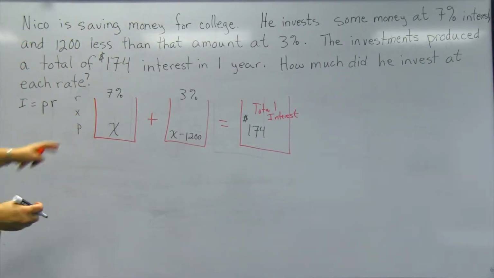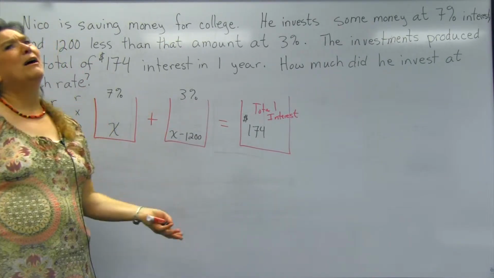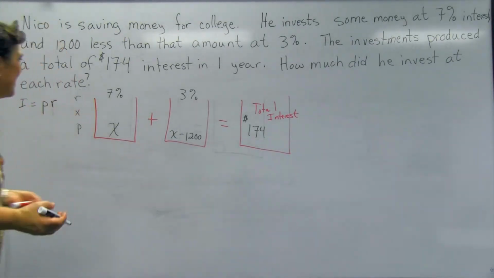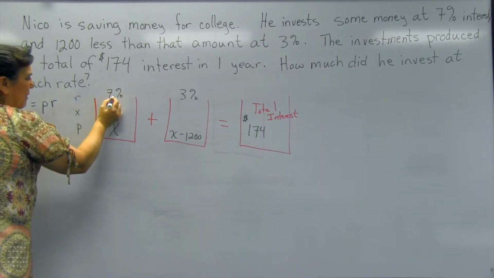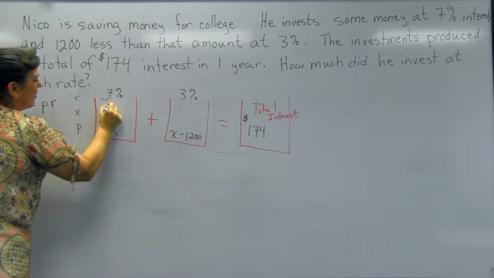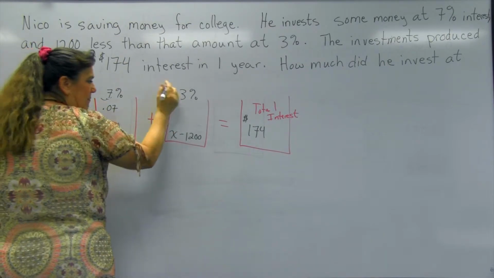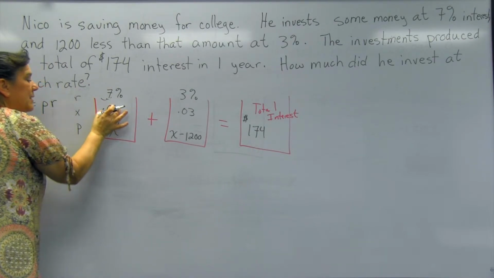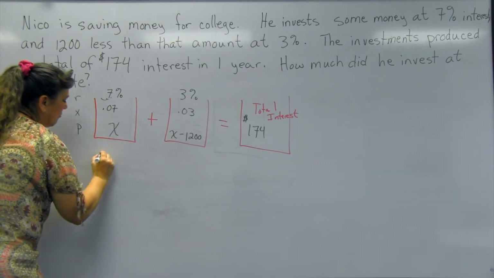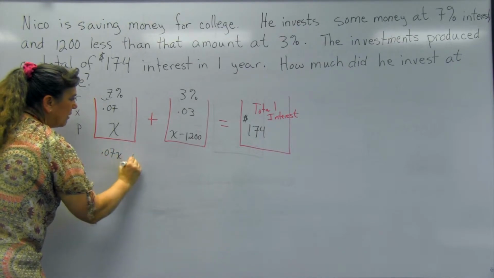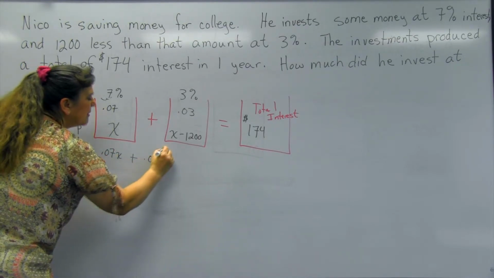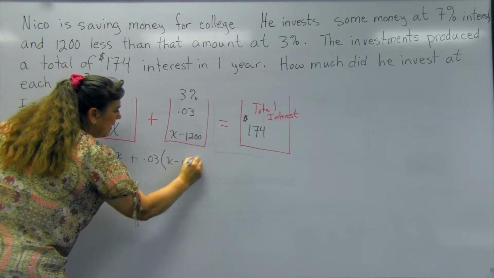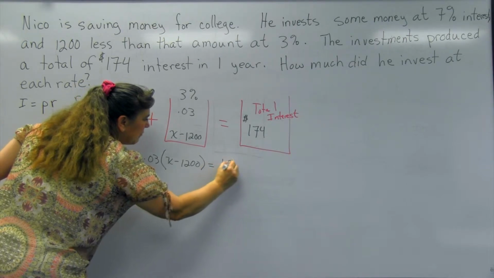So now, do we have percents on every bucket? No, we can't use whole numbers, guys. We're going to have to go to those decimals. So again, remember, you drop the percent sign, move the decimal twice, making 0.07. And this one over here, same thing, 0.03. So we're going to multiply now the rate times the variable. So 0.07x plus 0.03 times the amount in this bucket, x minus 1,200, is going to equal $174.